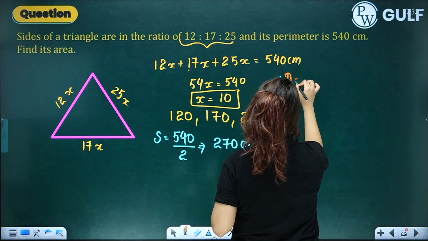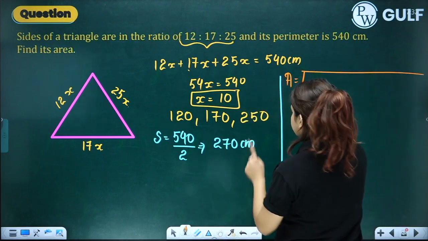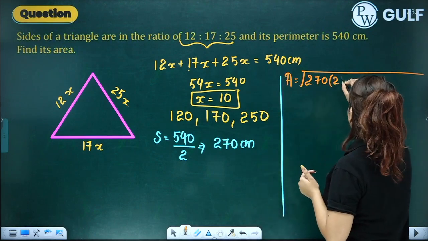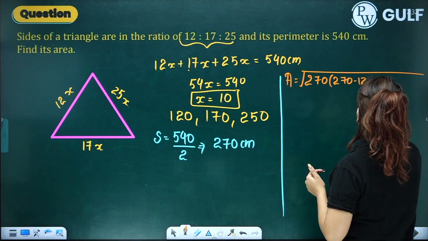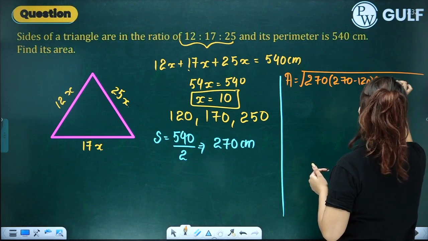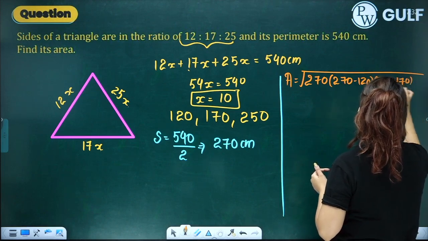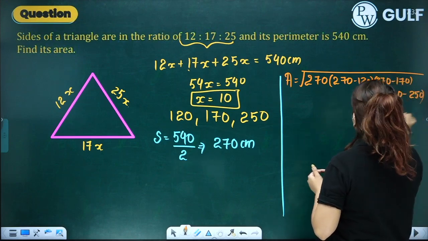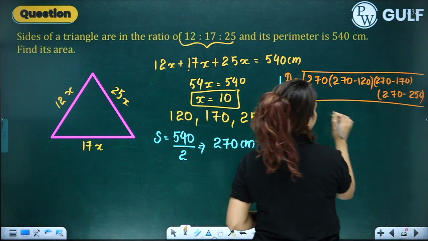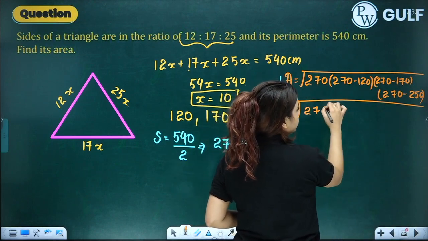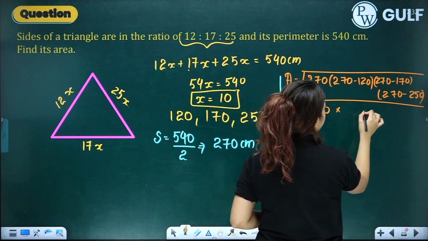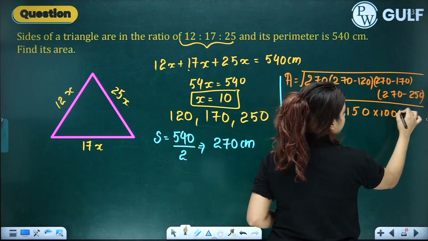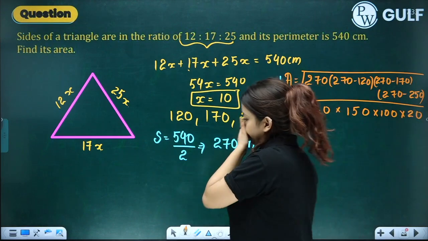So your area will be equivalent to under root of S, that is semi-perimeter 270. 270 minus 120, students. Then we have 270 minus 170. And then we are having 270 minus 250. Right? So this will be equivalent to under root of 270. 270 minus 120 will give you what? 150. Then over here we have 100 and over here we have 20.